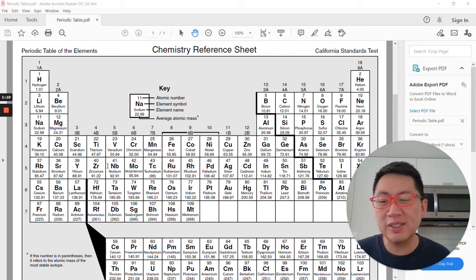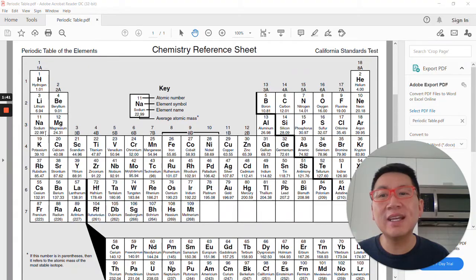But for the very first day of class, homework is to memorize the symbols, I should say, for the first 40 elements. Let me just say the first 40 elements. Hydrogen symbol is H. Helium symbol is He. Lithium is Li. Beryllium is Be. Boron is B. Carbon is C. Nitrogen is N. Oxygen is O. Fluorine is F. Neon is Ne.